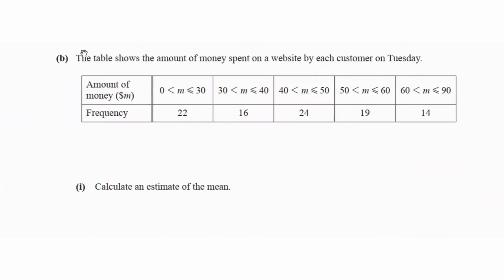The table shows the amount of money spent on a website by each customer on Tuesday. Calculate an estimate of the mean. So this is going to be our X value. This is going to be our F value. So let's start with finding the midpoint of our intervals. So for X value, for the first interval, it's going to be 15. This is going to be 35. This is going to be 45, 55, and this is going to be 75.